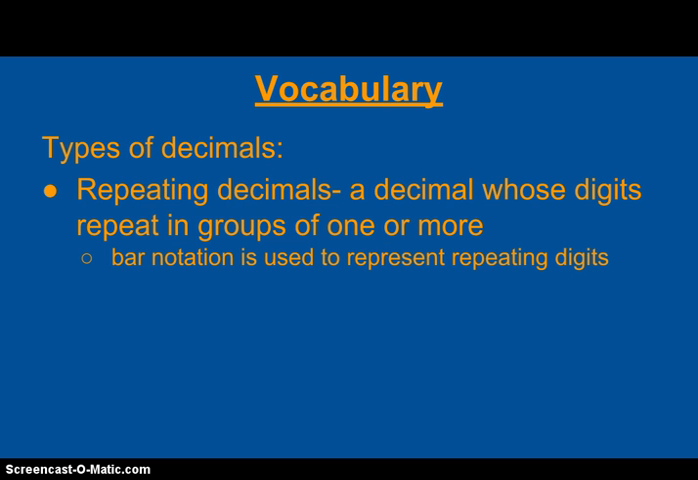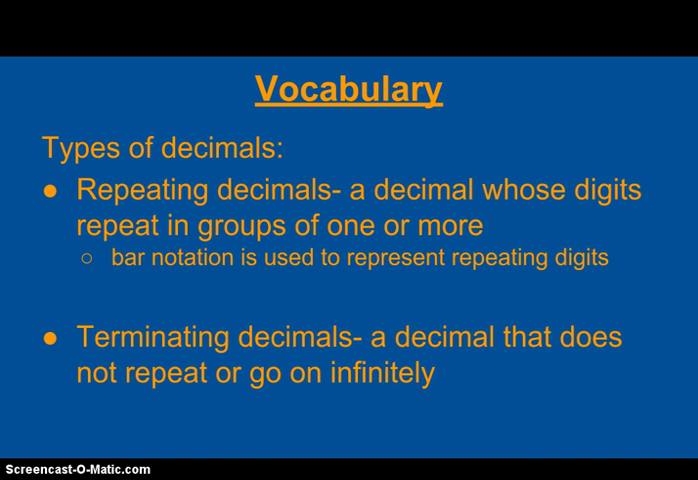Our second type of decimal is terminating decimals. Terminating, if you think about what the word terminate means, that means to stop or get rid of something. So a terminating decimal is a decimal that does not repeat or go on infinitely. So it's going to have a definite ending. For instance, 1/2 as a decimal is 0.5 or 0.50, and it ends right there. That would be considered a terminating decimal.